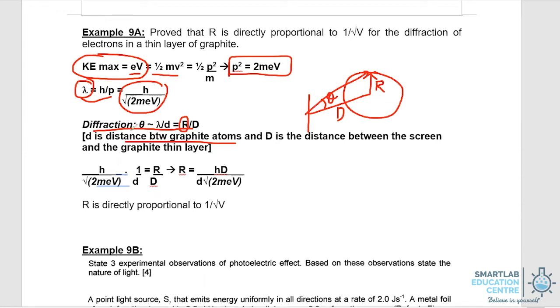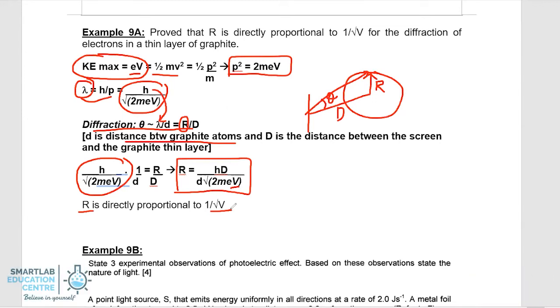So using this equation and substituting lambda with this expression, which is here, we are able to work out that the radius is inversely proportional to the square root of the voltage. This experiment clearly demonstrates that electrons can behave like waves. And similarly, like what we observed in the earlier chapter on photoelectric emission, electromagnetic waves have particle-like behavior.